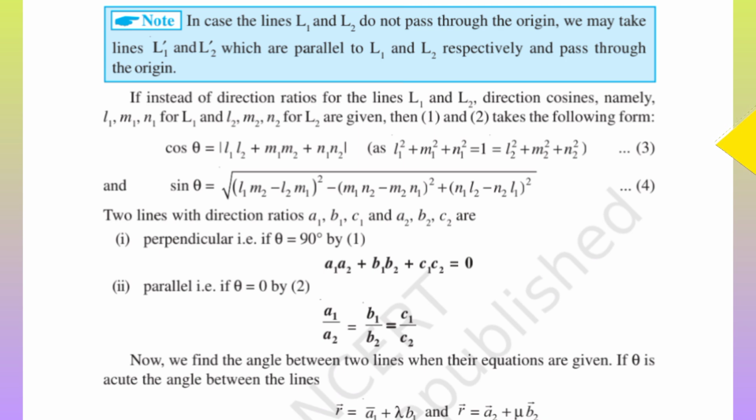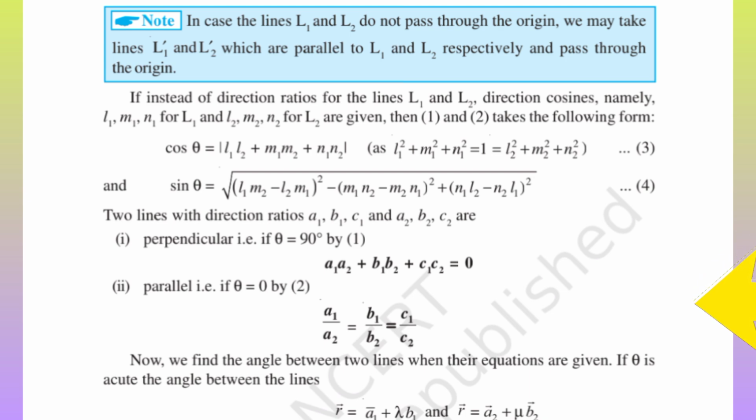Equation 3. And sin theta is equal to under root (l1 into m2 minus l2 into m1) whole square plus (m1 into n2 minus m2 into n1) whole square plus (n1 into l2 minus n2 into l1) whole square. Equation 4. Two lines with direction ratios A1, B1, C1 and A2, B2, C2 are perpendicular, that is if theta is equal to 90 degrees, by 1, A1 into A2 plus B1 into B2 plus C1 into C2 is equal to 0. Parallel, if theta is equal to 0, by 2, A1 divided by A2 is equal to B1 by B2 is equal to C1 upon C2.